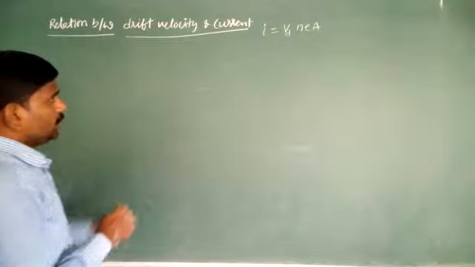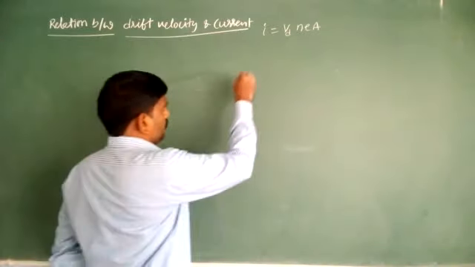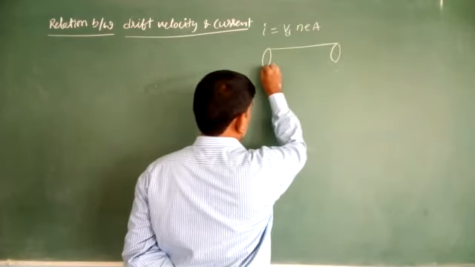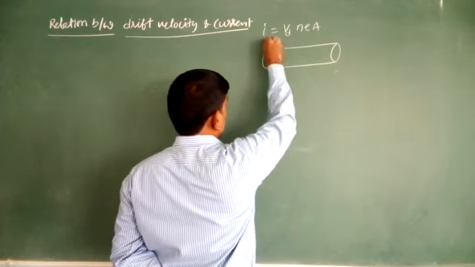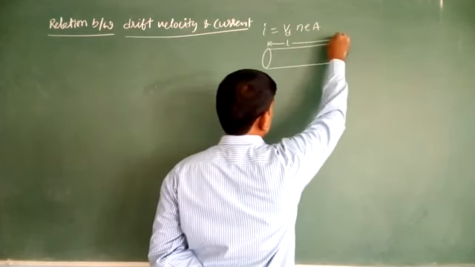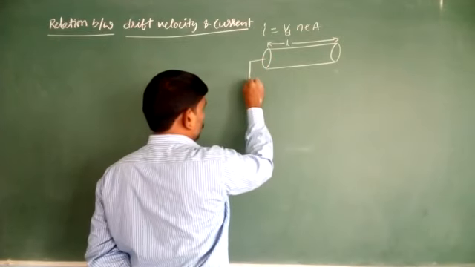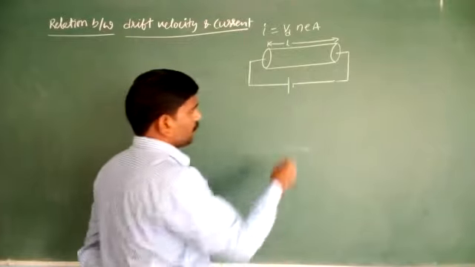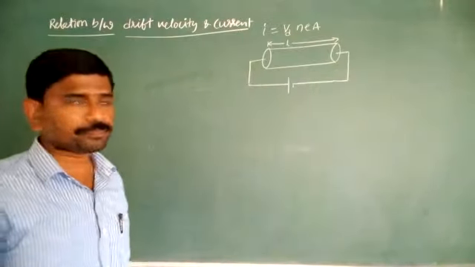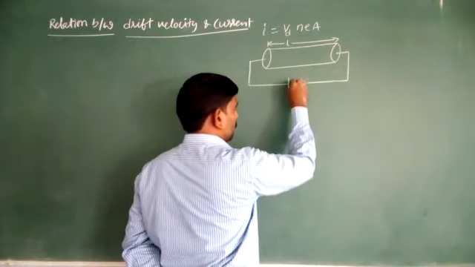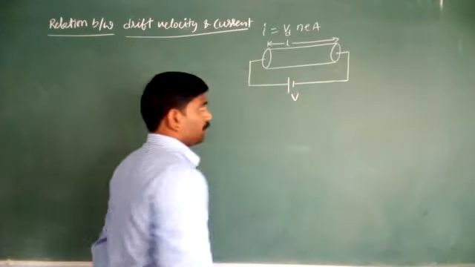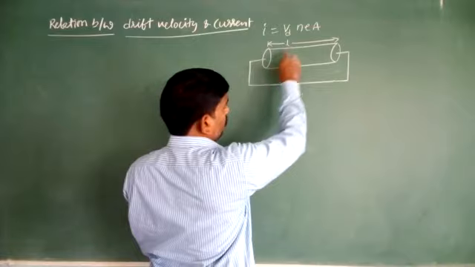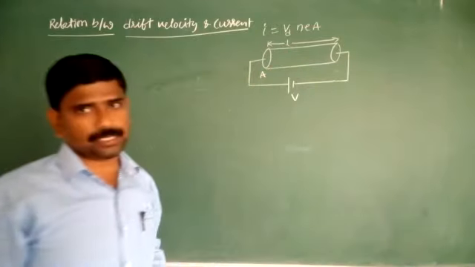First of all, I am taking a conductor having area of cross section capital A and length equal to L. This is connected to the terminals of the battery like this. The potential difference across the terminals of the battery is V volts. This is the conductor having length L and area of cross section A.